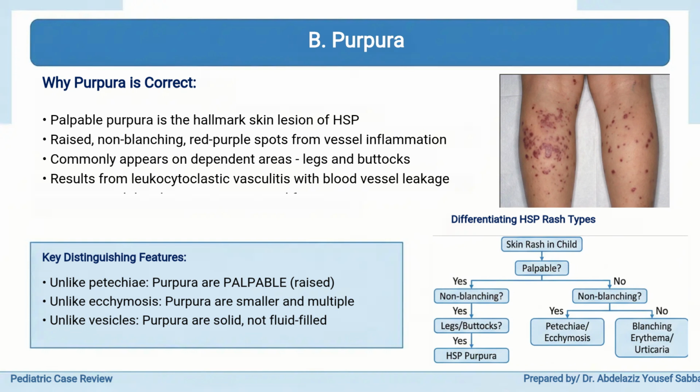3 key features distinguish purpura from other skin lesions. Unlike petechiae, purpura in Henoch-Schönlein Purpura are palpable and raised. Unlike ecchymosis, purpura are smaller in size and multiple in number. Unlike vesicles, purpura are solid lesions and not fluid-filled.